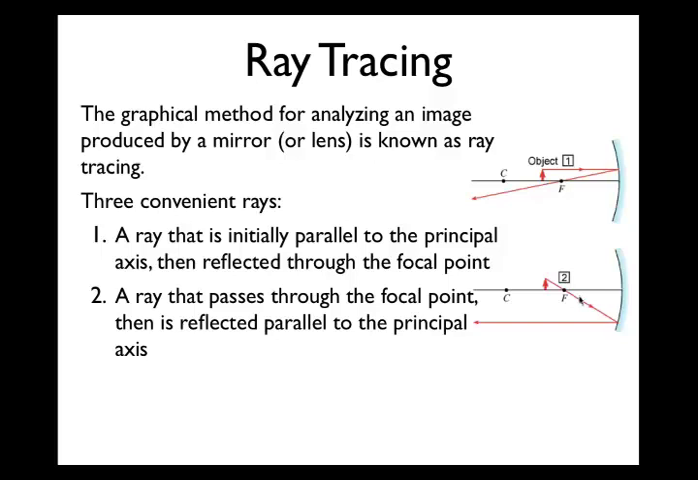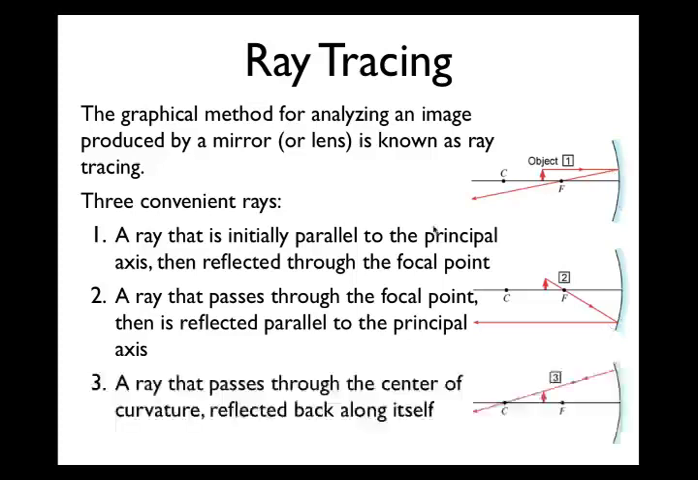Ray 2 comes from the definition of the focal point sort of flipped around. Anything that goes through the focal point would have to be reflected back out parallel to the principal axis because it would still have to obey the law of reflection at whatever point of the mirror it strikes. There's a third ray that you can draw.